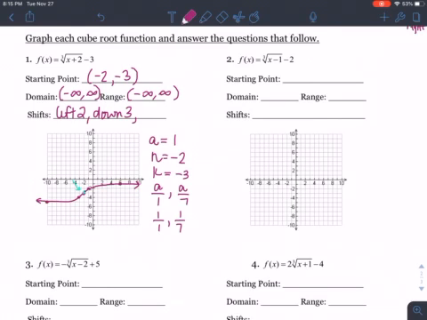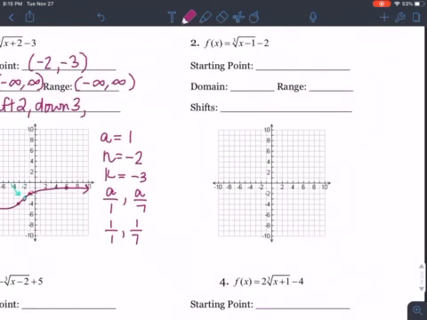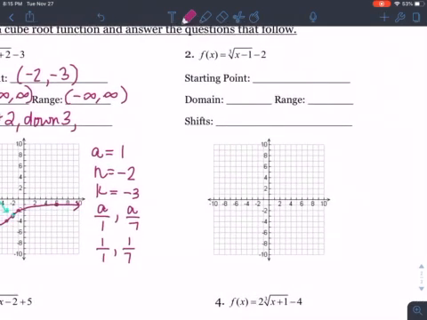Looks good. If you can pause the video, that would be great. Pause it now. Partner up and work on number 2 together. If you can't, listen to me and I will do number 2. Otherwise, fast forward through me and hopefully you can do number 2 on your own.